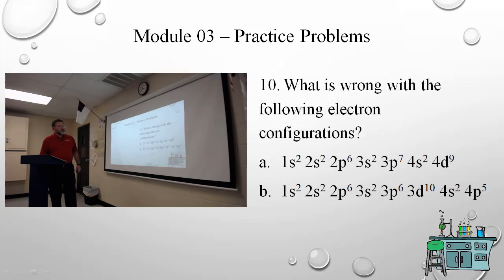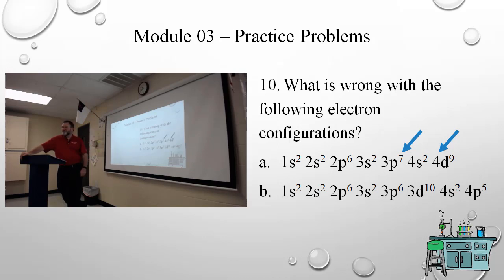Number 10. Last question. It is the last question, right? Okay. What's wrong with the following electron configurations? Yes, ma'am. For A, there's no such thing as a 3p7. There's no 3p7. It only goes up to 6.